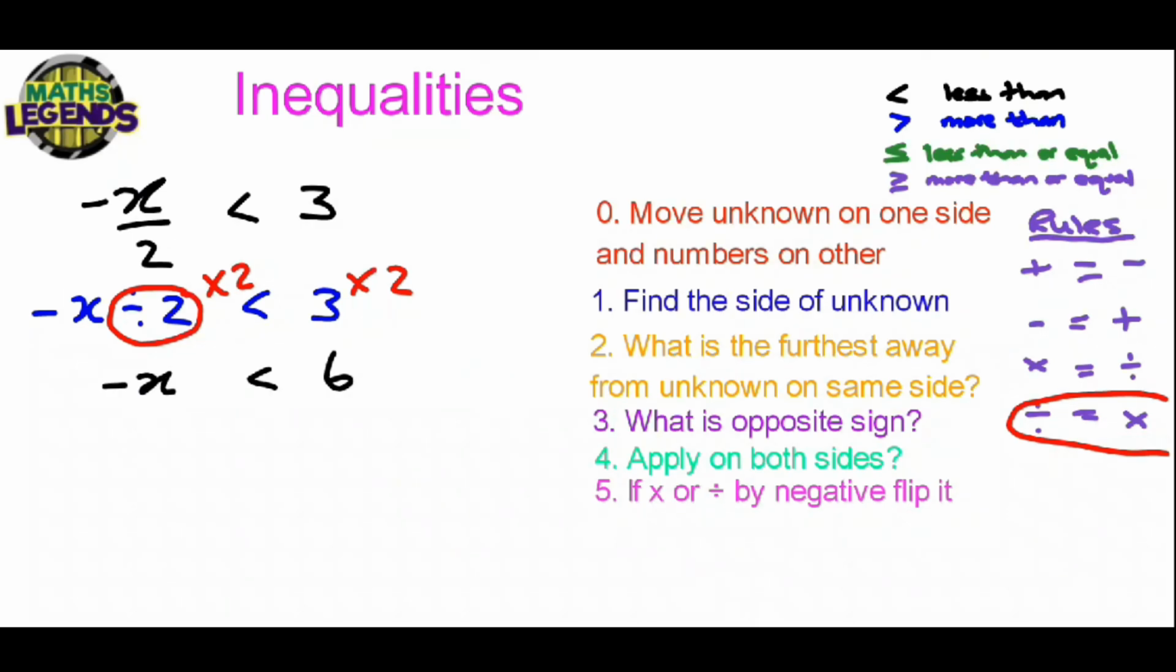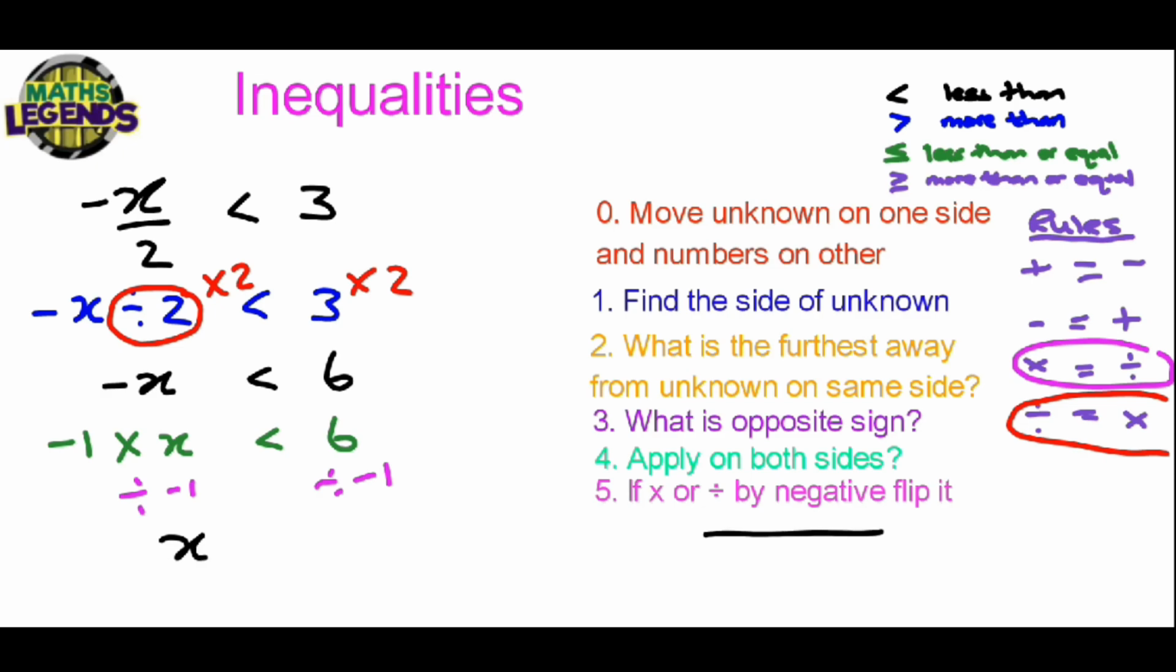Now the minus x here is the same as saying minus 1 times x less than 6. So to get rid of this, we need to use this rule here. So we need to divide by minus 1 on both sides. And this simplifies to minus 1 divided by minus 1 is 1. So it's just x. Now we did divide by a negative. So we need to flip the sign so it goes this way. So it's more than. And 6 divided by minus 1 is minus 6.